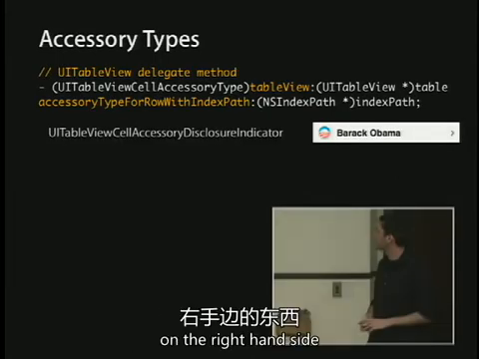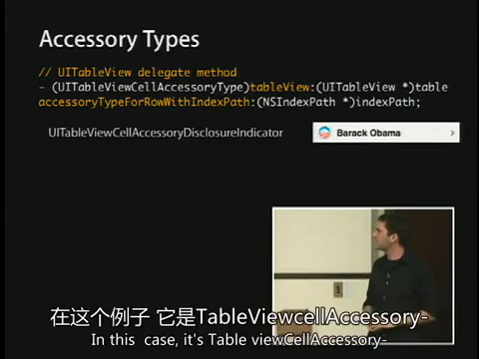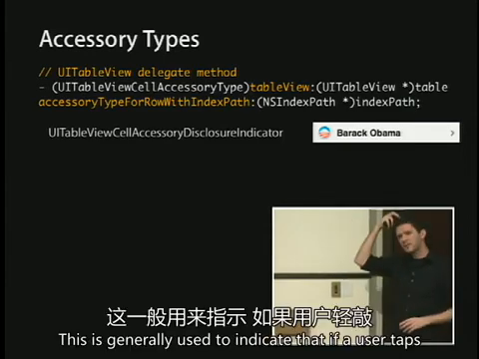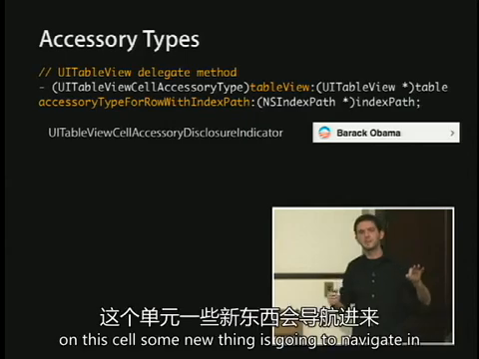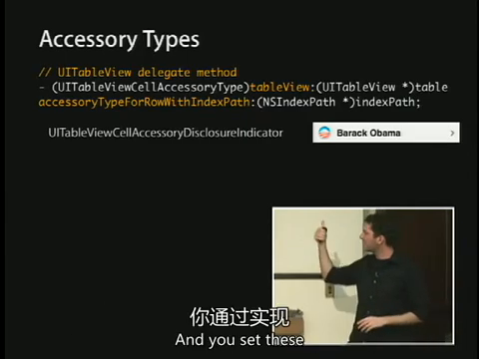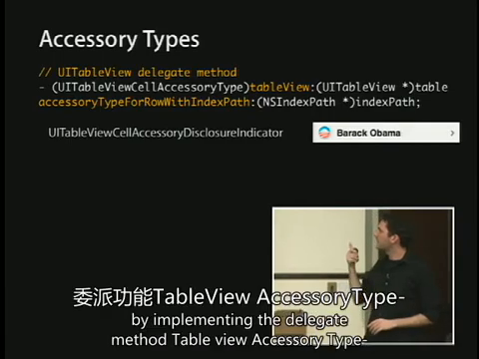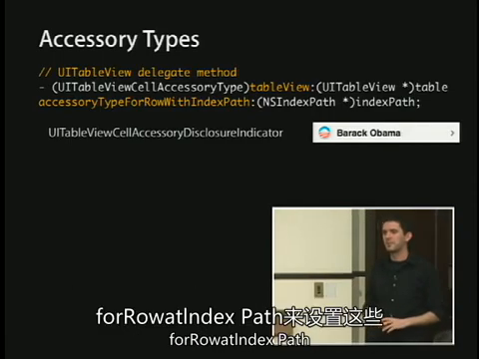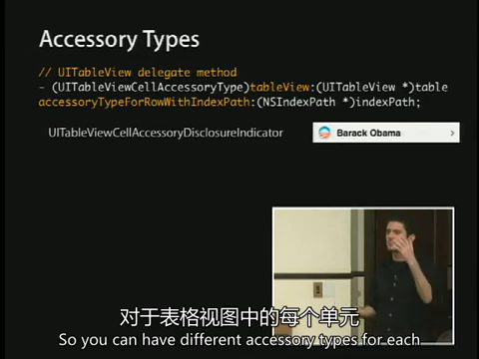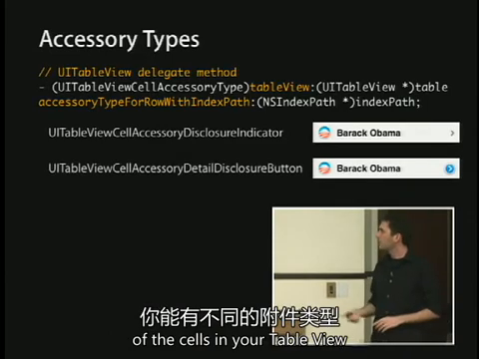That's the thing that appears over here on the right-hand side. In this case, it's table view cell accessory disclosure indicator. This is generally used to indicate that if the user taps on this cell, some new thing is going to navigate in. That's usually what you use that to indicate. And you set these by implementing the delegate method table view accessory type for row at index path. So you can have different accessory types for each of the cells in your table view.